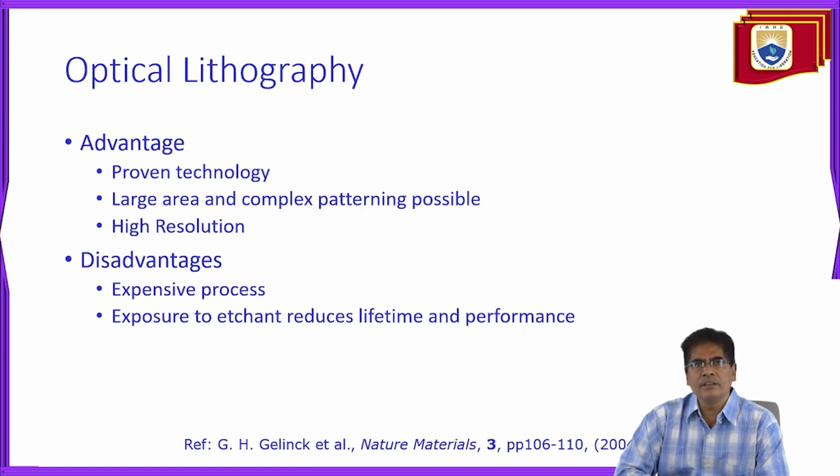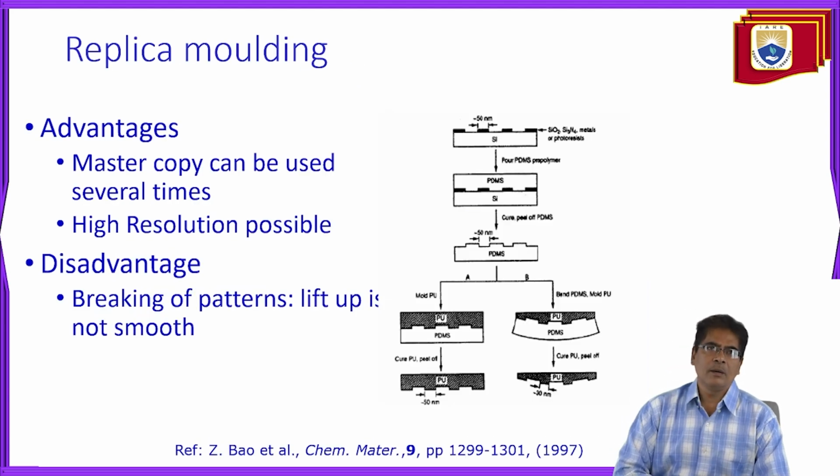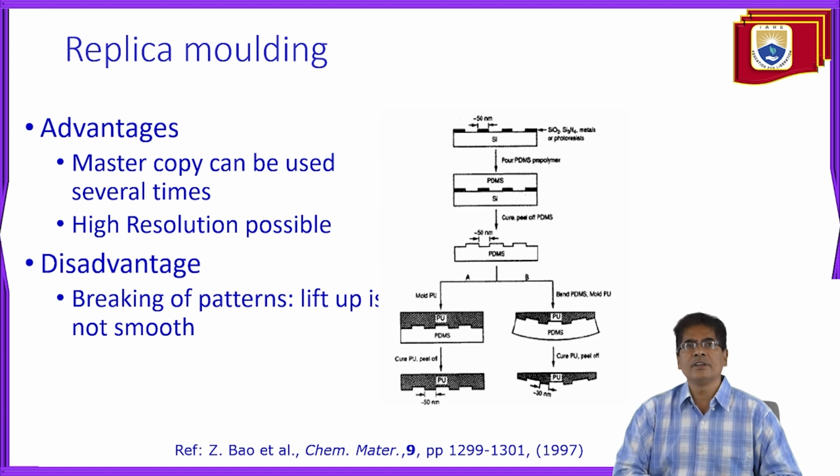And optical lithography, what are the advantages? Proven technology, large area and complex patterning possible, high resolution, and the disadvantages are expensive process, and exposure to etchant reduces lifetime and performance. So we have the replica molding. We have the advantages: master copy can be used several times, high resolution possible. And the disadvantage is breaking of patterns and lift up is not smooth.